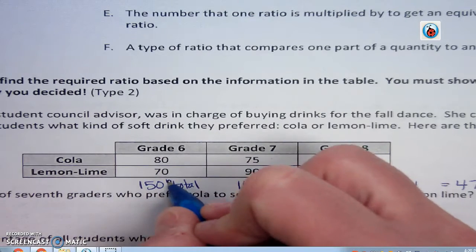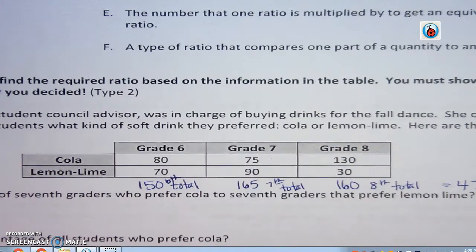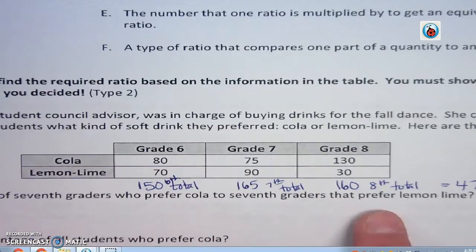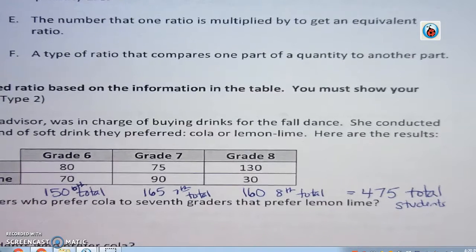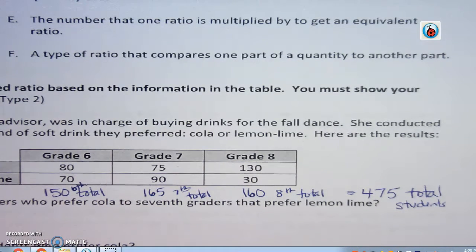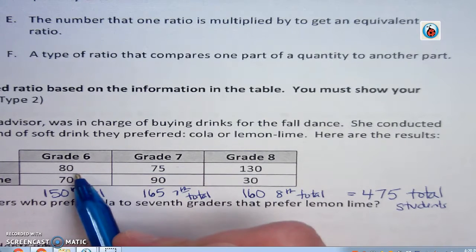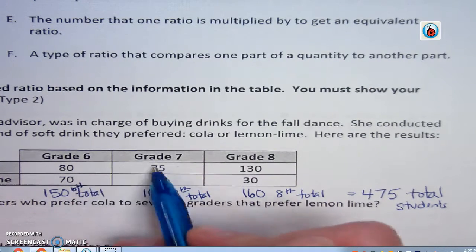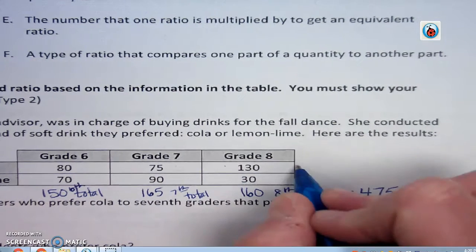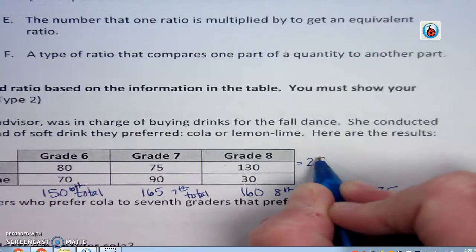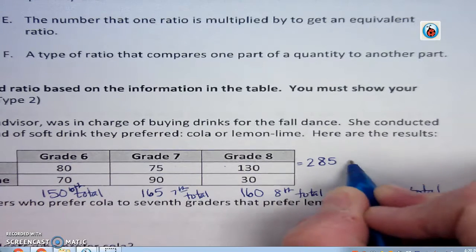This should say 6th grade total. And then I added those three numbers together to get a total. So all the students surveyed, when you add these three numbers together, should be 475. I could also find the total number of people who liked cola by adding these three numbers together. So if I add those three numbers together, I'm going to get 285 students who like cola.